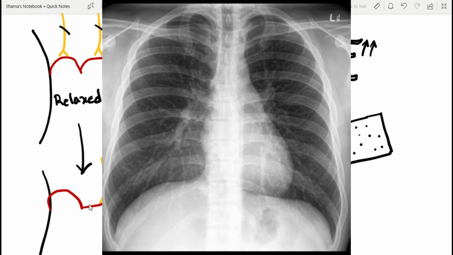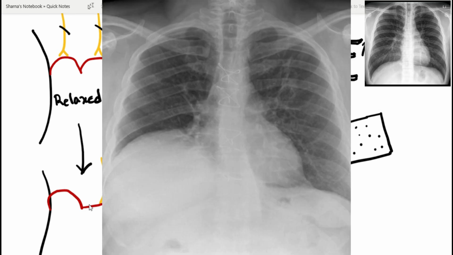Keep it to one side, and now look at this x-ray here and see the difference. Look at the right dome. The right dome is raised. So if only one portion is raised, then we say elevation of the hemidiaphragm. Also you can see the total volume of the lung has decreased. So the capacity of the lung has also decreased. So this is a typical x-ray of right dome paralysis of the diaphragm.